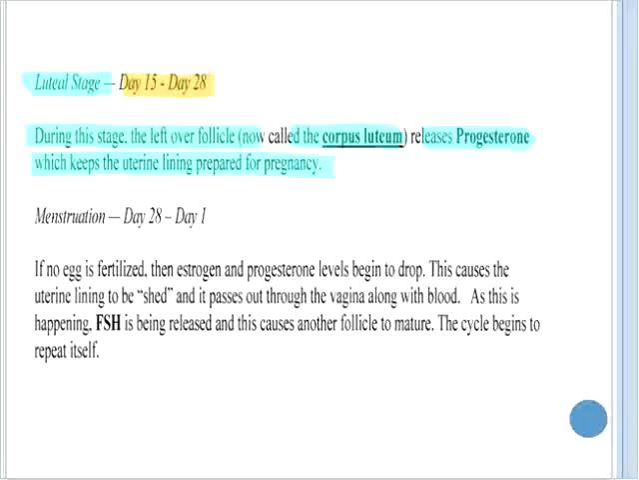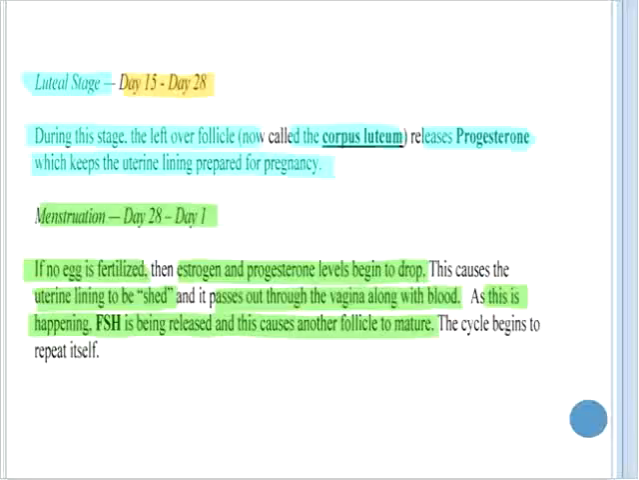And at the conclusion of the cycle, day 28, day 1 of the next cycle, menstruation will occur. In the absence of fertilization, estrogen and progesterone levels will drop off. This causes the uterine lining to be shed, and it passes out the vagina along with some blood. As this is happening, follicle stimulating hormone, FSH, will be released, and another follicle will mature in turn. The cycle then repeats.